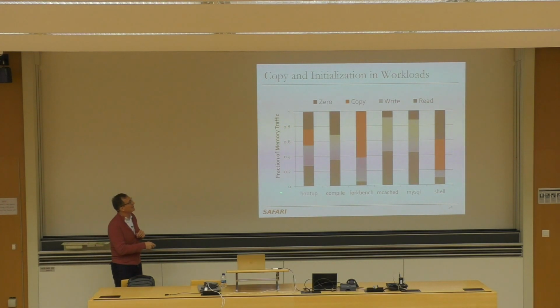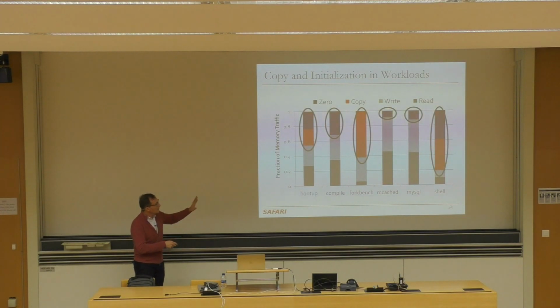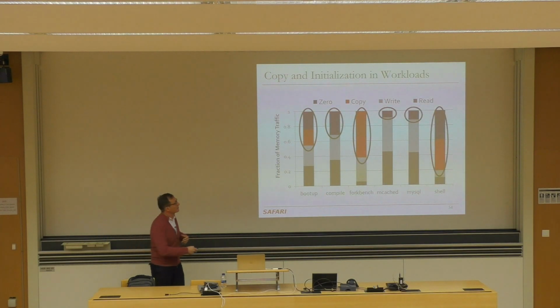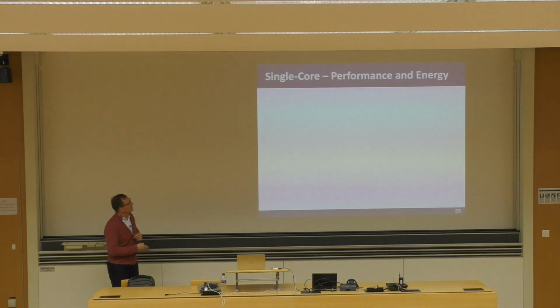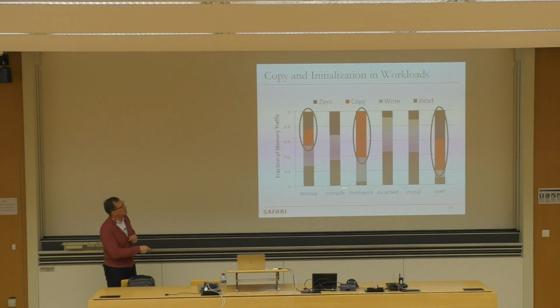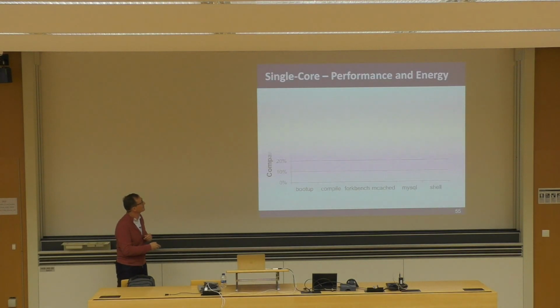This is the fraction of memory traffic. Some of them are caused by writes and reads, but some of them is caused by zeroing and copying. You can see that in fork with some settings, a lot of it is caused by copying. In the shell script that is listing some directory structure, you see a lot of copying as well as a lot of initialization, and boot up has a mix. These phases of memcached and MySQL have some amount of zeroing. The takeaway, I think, is that the benefits correlate with the amount of zeroing and copying that's happening in the benchmark workloads in the baseline.